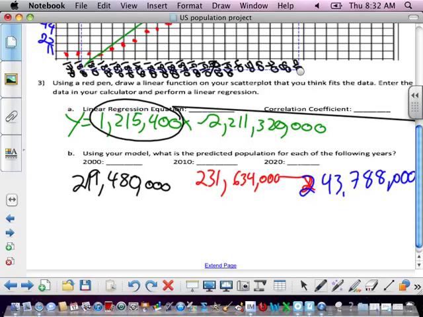1,215,400x minus 2,211,320,000. But you can look at my answer to be accurate. Okay? All right, I'm going to move on to number 4.